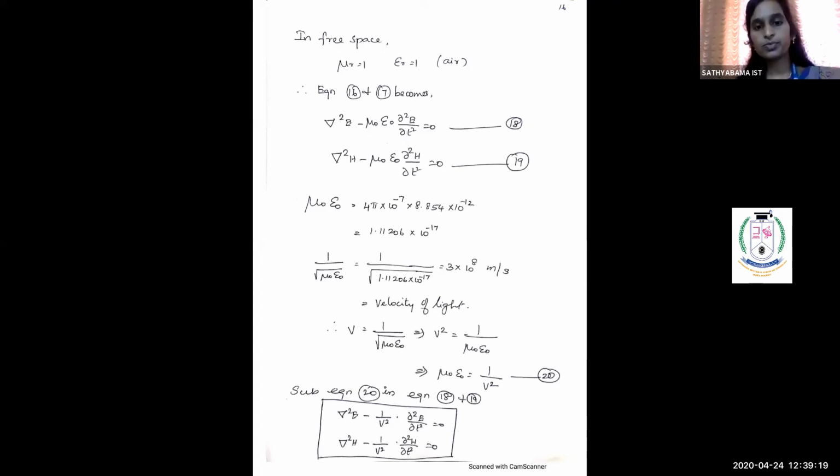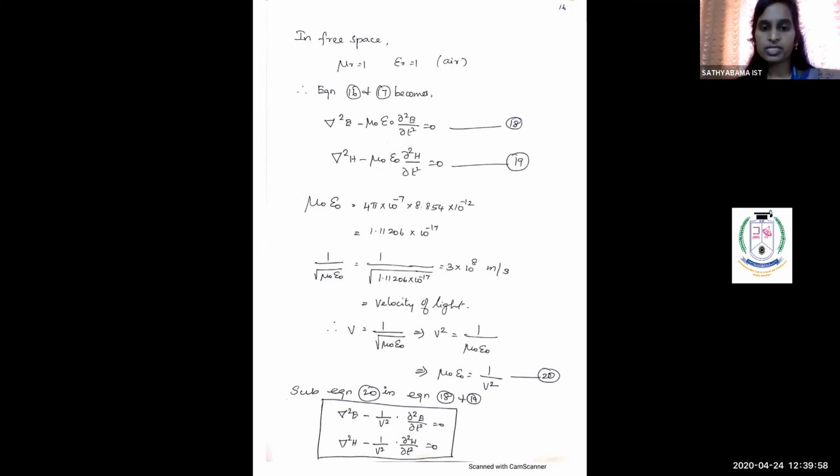Next one is del square H minus mu naught epsilon naught into mu r epsilon r, which becomes 1, into dou square H by dou t square is equal to 0. This is going to be your equation number 19. What is the mu naught value? We know it is 4 pi into 10 to the power minus 7. Our epsilon naught value is 8.854 into 10 to the power minus 12. So now what you are going to find out is 1 by square root of mu naught epsilon naught, which is equal to 3 into 10 power 8 meter per second.